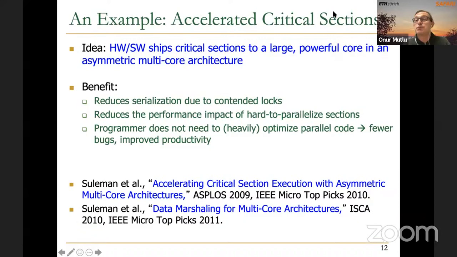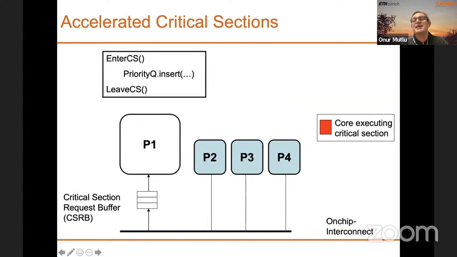Okay, so let's take a look at how accelerated critical sections operates. I gave you the key idea, so it's going to be hopefully easy to understand. Basically, we have an asymmetric multi-core system that looks like this. One core is a large core in this particular case, and the large core hopefully executes single thread much faster. We're going to add a critical section request buffer into this large core, such that the critical sections that are encountered by the small cores are sent to this large core. That's the idea, basically. You can think of this as a remote procedure call that's implemented on a single chip.